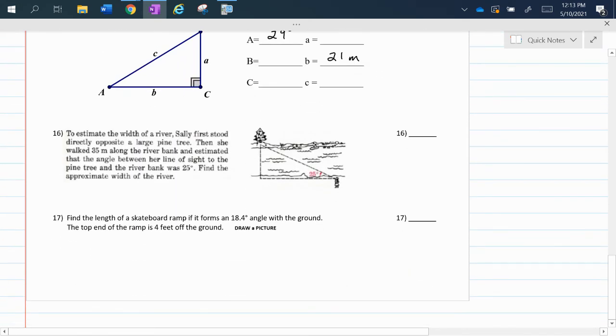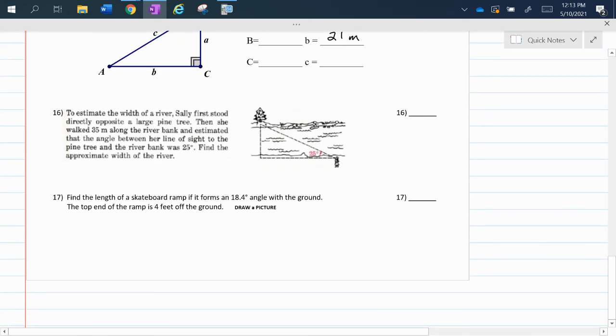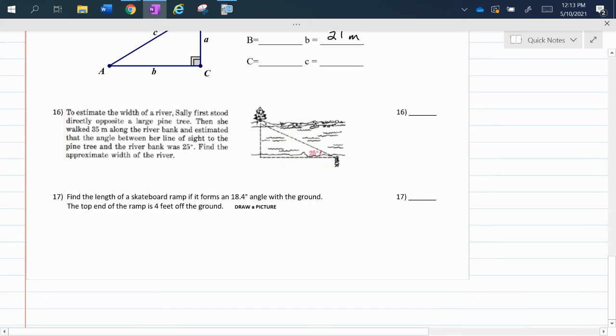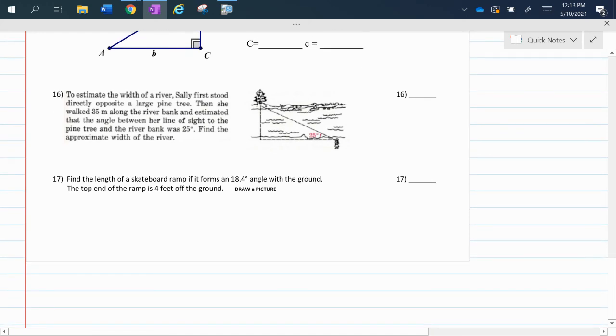Okay, we're going to do one more thing. We're going to talk about an angle of elevation and an angle of depression. So let's look at 16. It says to estimate the width of a river, Sally first stood directly opposite a large pine tree. So here's Sally, here's the pine tree way over here. Then she walked 35 meters along the river. So she was here, and then she's walking 35 meters along the river. So the length here is 35 meters, and she estimated that the angle between her line of sight to the pine tree and the riverbank was 25 degrees.